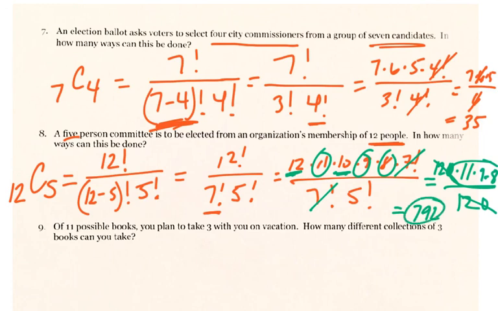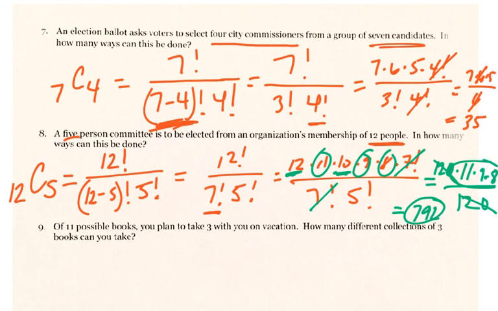792. There are 792 ways to pick that 5-person committee from the 12, or to choose the 5-person committee from the membership of 12 people. Now, if the order mattered, there'd be so many more ways to do that. But because everyone's on the same level, there's no differentiation between what position they're selected in. There's only 792. That's still a lot of possibilities, but there's only 792.